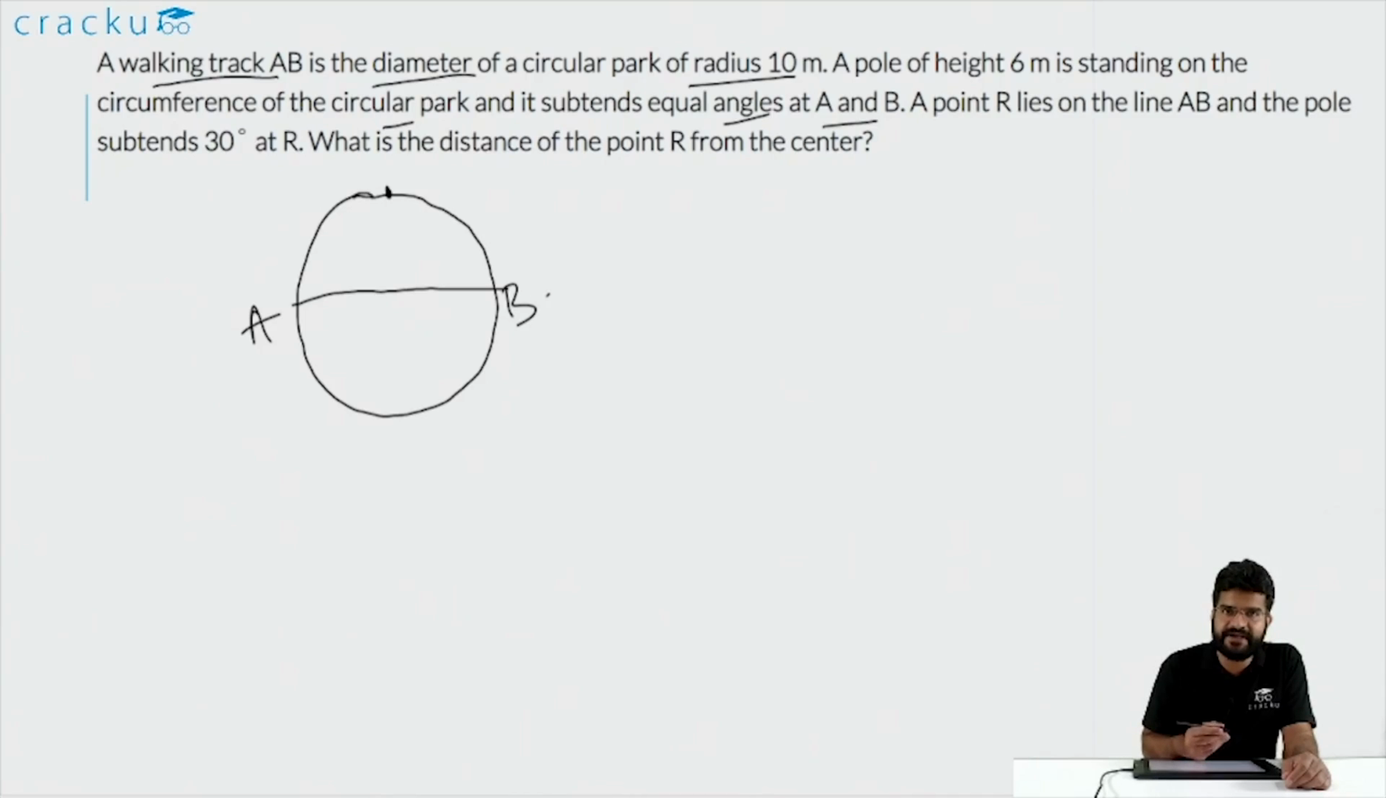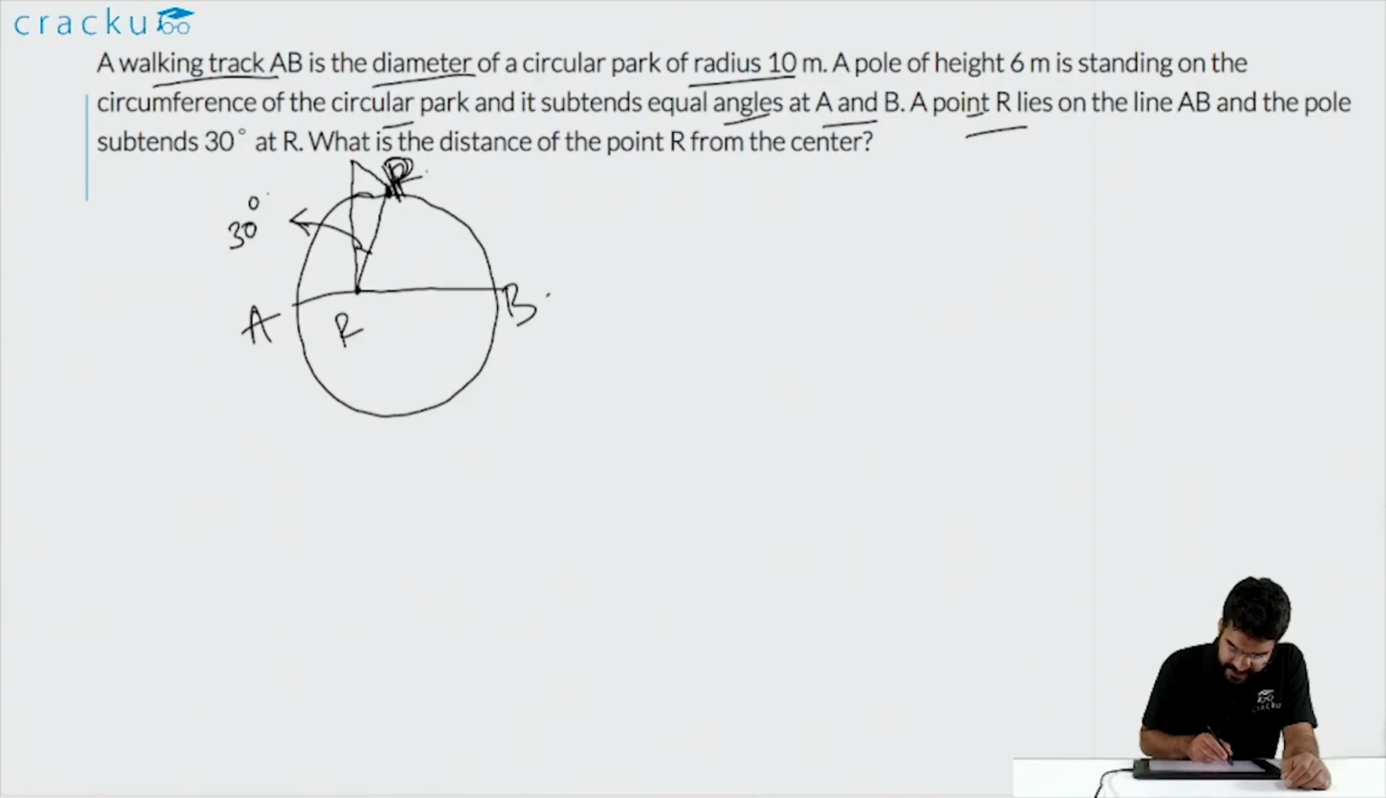Now let us assume that the base of the pole is say P. A point R lies on the line AB and the pole subtends 30 degrees at R. So there is a point R on AB, and when you connect the base of the pole to R, and if you draw another line from R to the top of the pole, remember that this is in a 3-dimensional figure. So this angle, that is the angle subtended by the top of the pole at R, is 30 degrees.